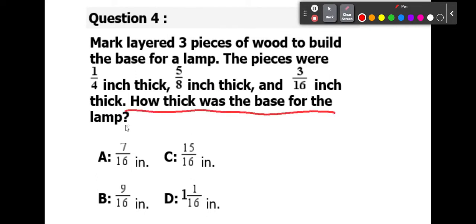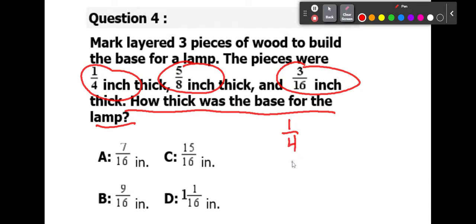There's my question. How thick was the base? I've got these numbers to work with. And at first, actually, you always had a calculator for this one. So we're adding 1/4, 5/8, and 3/16. And if you didn't know how to remember adding fractions from elementary school, Desmos does these fractions for you.